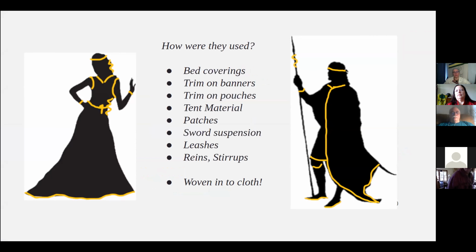Sword suspensions, leashes. This one blew my mind, but there are extant finds of tablet woven leashes, reins, and stirrup straps. One of the earliest uses we see is actually them woven into cloth. And they were used not only as the header of the band to start a warp woven fabric weaving, but to also decorate patterns within the fabric itself.